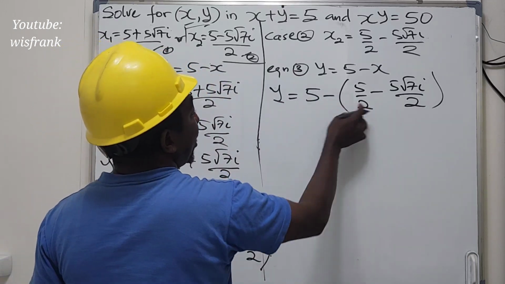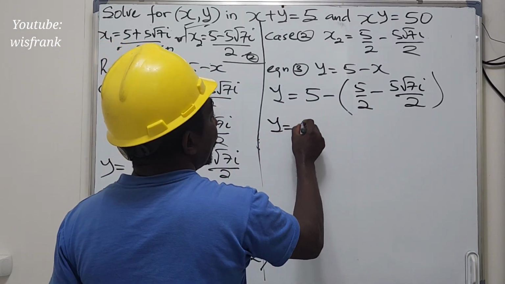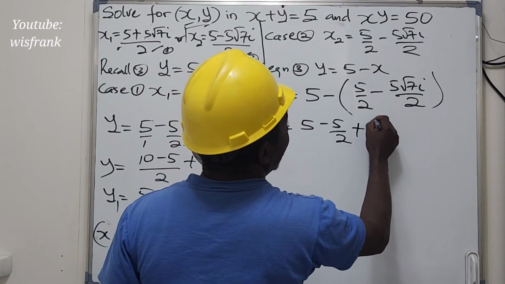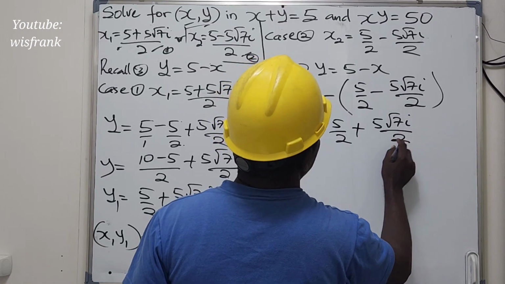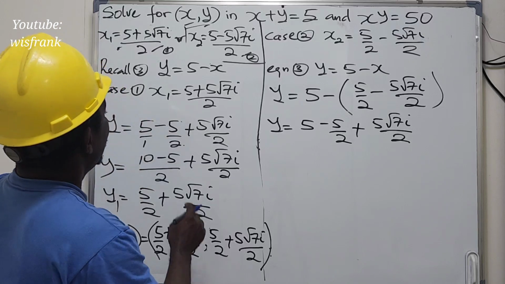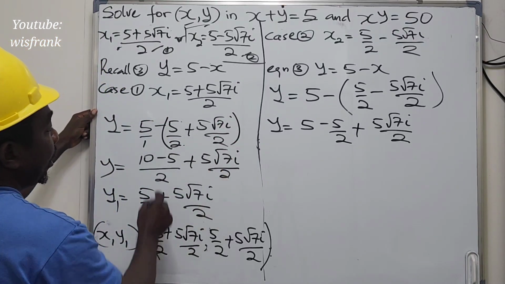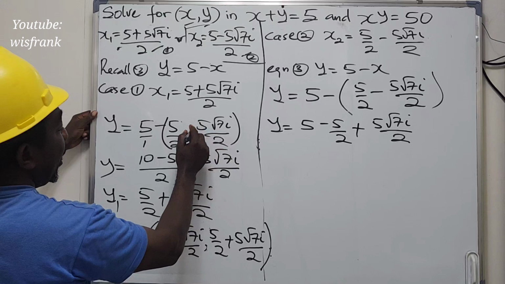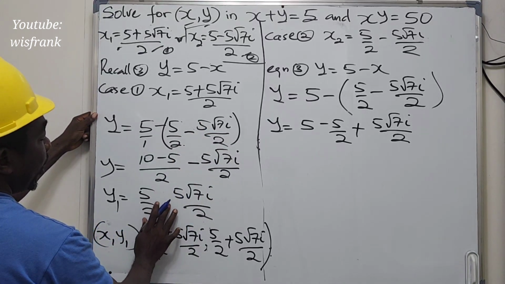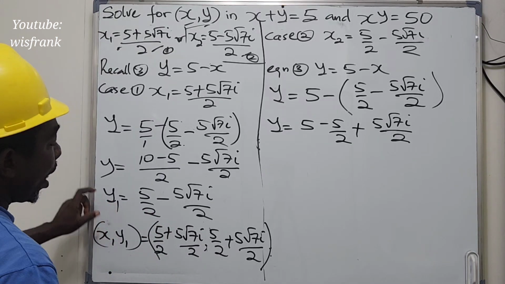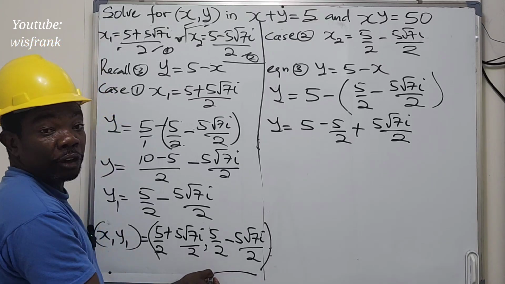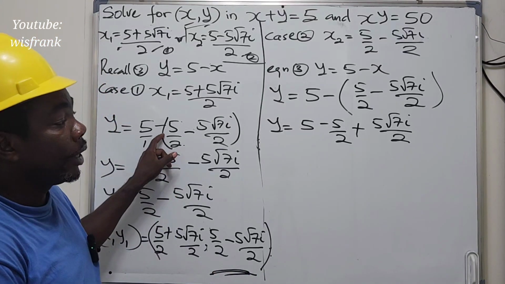In this case, we can expand this parenthesis. We have y equals 5, minus 5 all over 2 plus 5 root 7i all over 2. Here is the same thing that we are going to do: there is a parenthesis here, so when the negative goes in, this place will become negative. So our y will be 5 all over 2 minus... take note of this correction. This is minus because we have parentheses here.